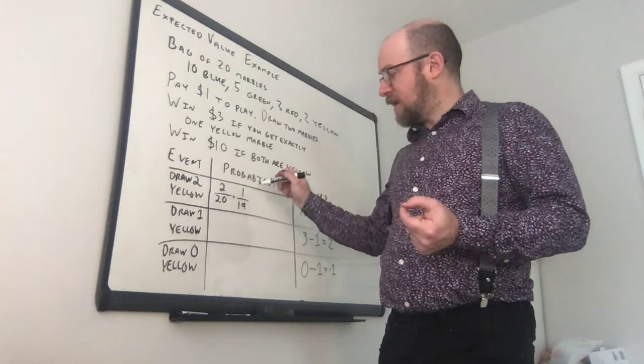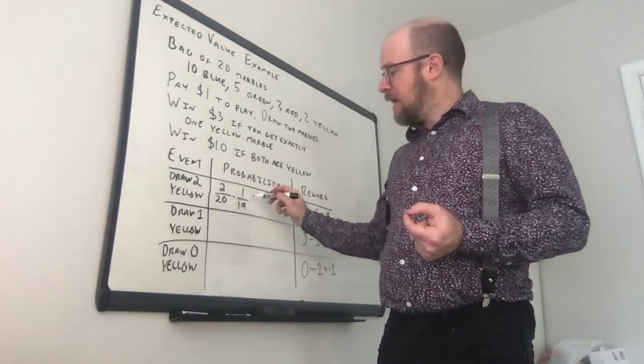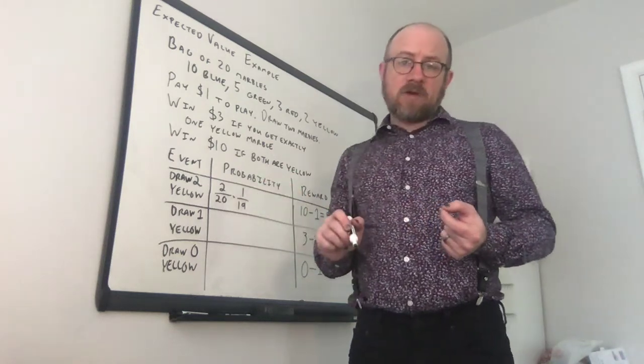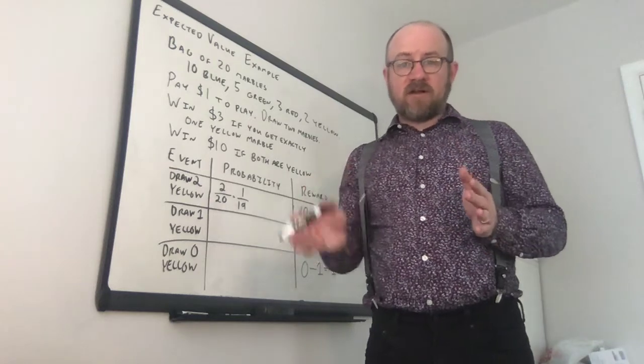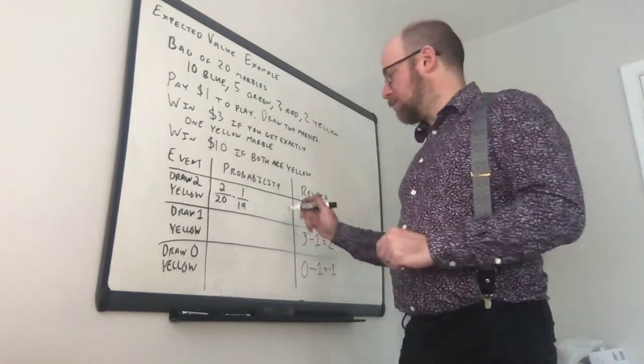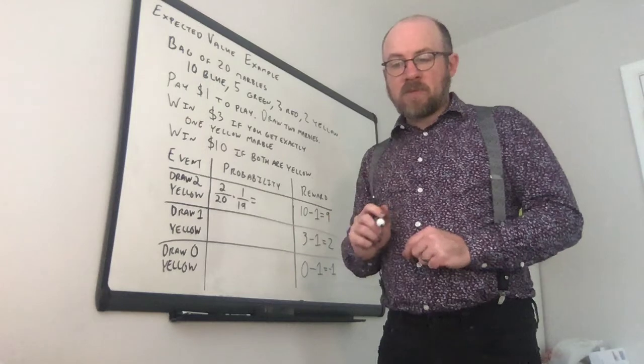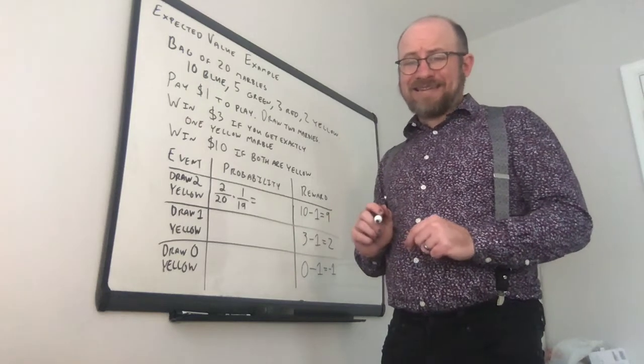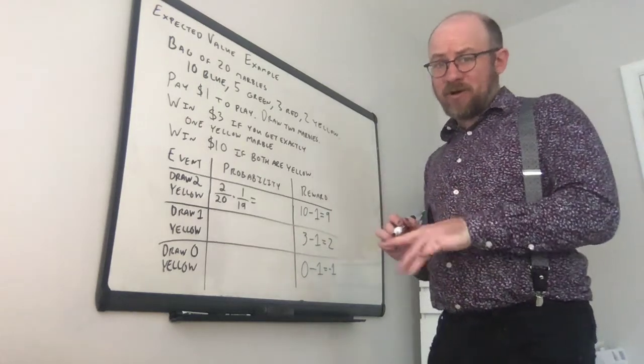1 yellow marble left out of 19 total marbles left, and we multiply them, okay? Remember, when we've got one choice and then another, we multiply them together to get the probability. So 2 out of 20 times 1 out of 19. I already plugged this in my calculator before I started.